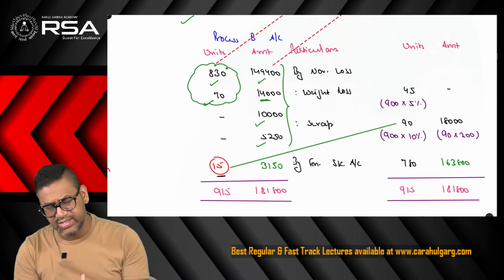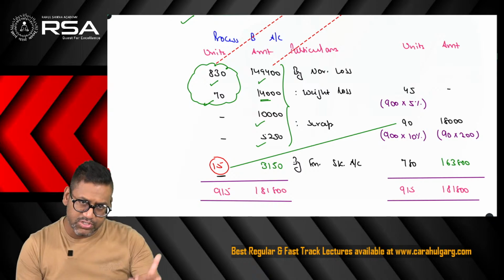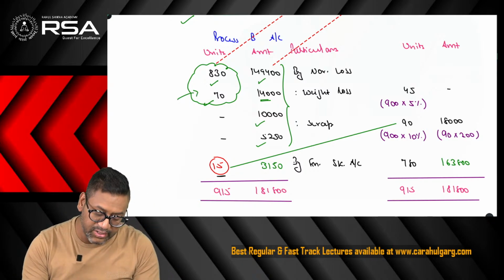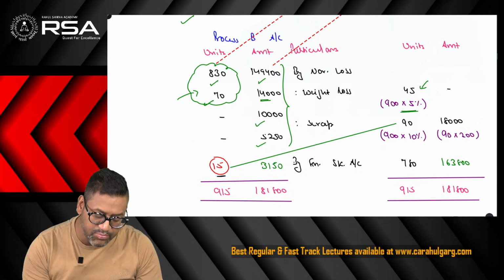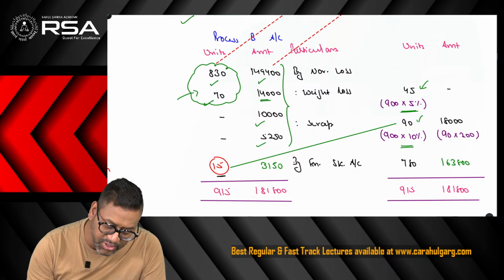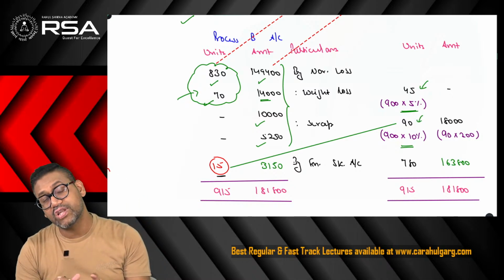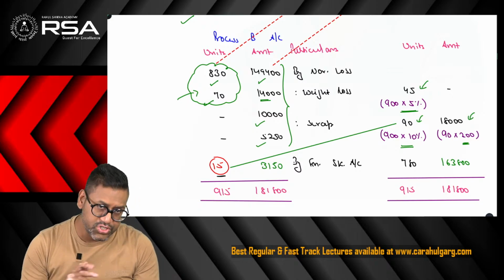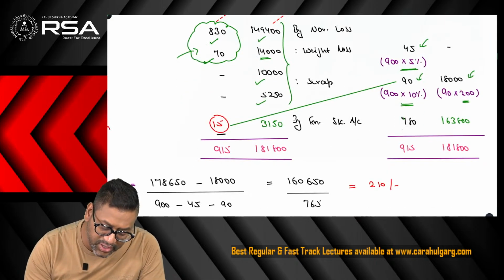Coming in the same manner to the normal loss, 5% of the total weight is lost. The total weight is 830 plus 70, which means 900. So 5% of that becomes 45, and the scrap is 10%. So 900 into 10% becomes 90. The question said the rate of scrap is 200 per ton, so the amount becomes 18,000. The question said the output is 780 units.